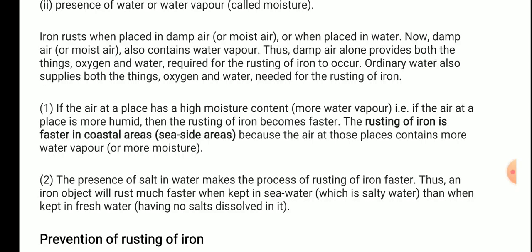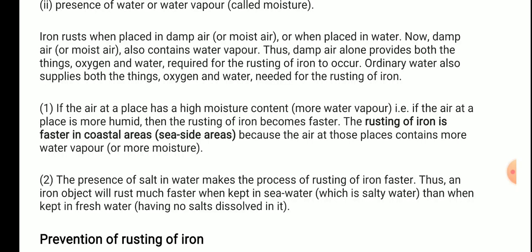Okay students. So damp air alone provides both the things, oxygen and water, required for rusting to occur, so the reaction takes place. Ordinary water also, because it is made up of hydrogen and oxygen, supplies both the things and rusting takes place. The rusting will be faster at a place which has high moisture content. Why? Because there is more water vapor. High moisture means more water vapor. So there the rusting of iron becomes faster.